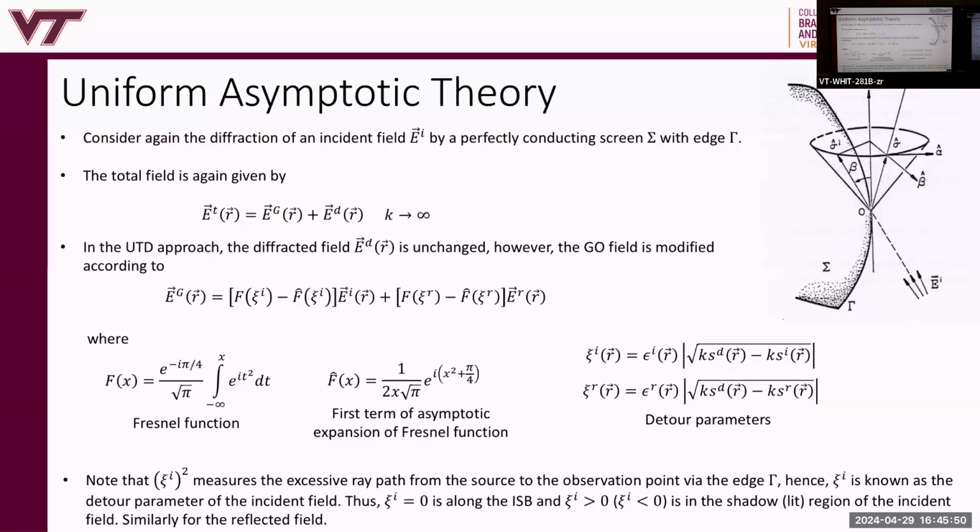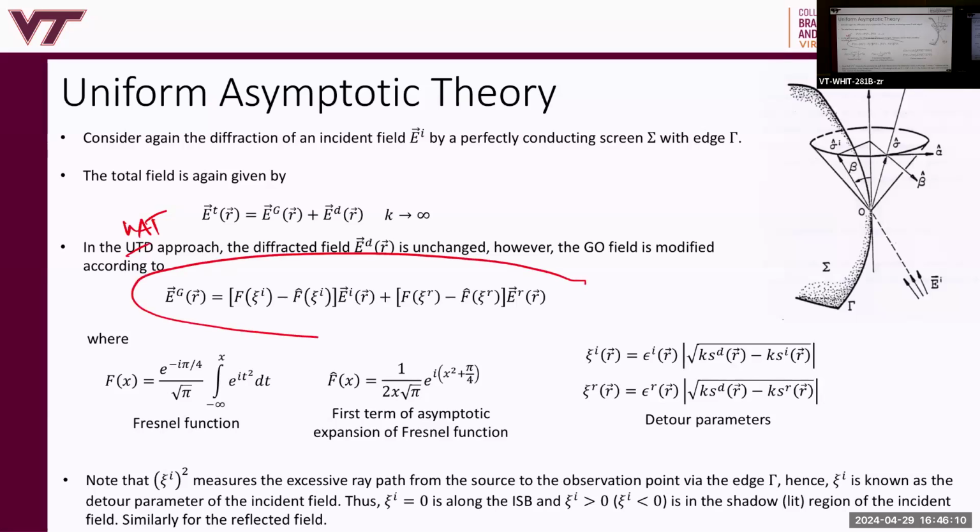Okay, so E capital G now. In the UTD approach, oh, sorry, this is UAT. I'm sorry, this is not UTD. This is UAT. The diffracted field, E diffracted, is unchanged. So we don't have to do anything new to calculate the diffracted field. But the total field has changed.